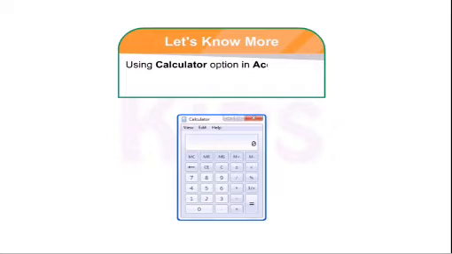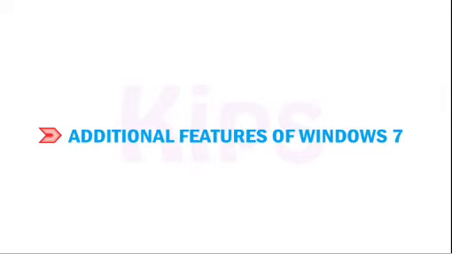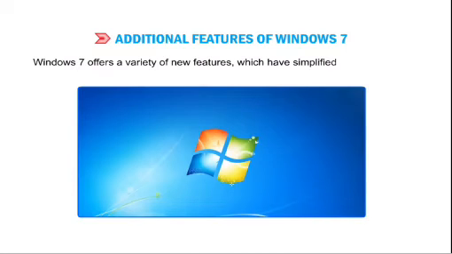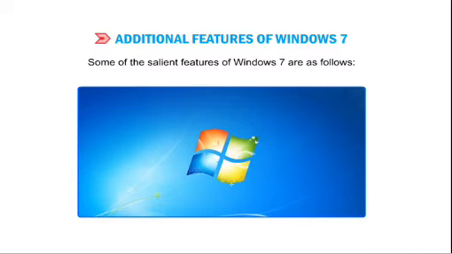Okay students, note that using the Calculator option in Accessories, we can perform simple and complex arithmetic calculations on the computer. Okay students, let us talk about additional features of Windows 7. Windows 7 offers a variety of new features which have simplified our daily tasks. Some of the salient features of Windows 7 are as follows.